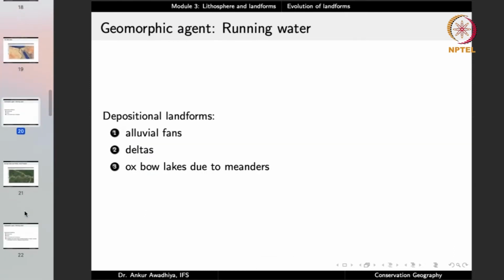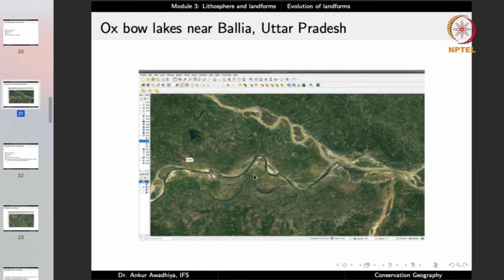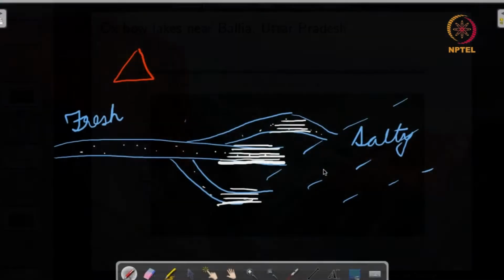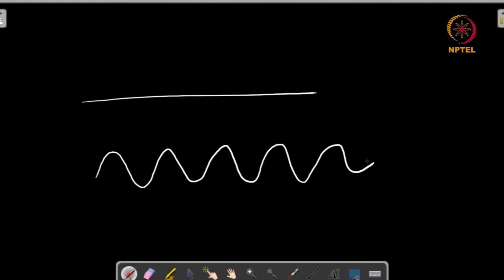Another depositional landform is Oxbow lakes that occurs because of meandering. So what is meandering? If you look, the river is going in a curvy fashion, here, here. So what happens is the river does not flow as a straight line. It generally flows in curves, and this is known as a meander. Now it sometimes happens that the river, once it has meandered like this, after a while something happens, there is a change in the course, and the river begins to flow like this.